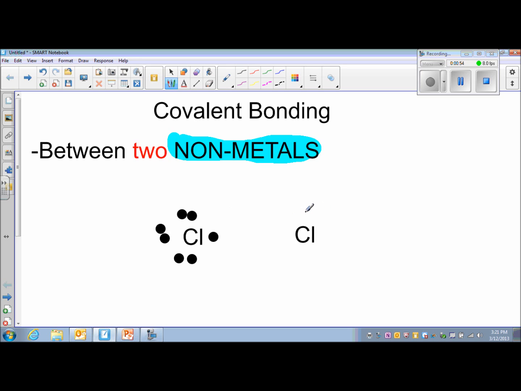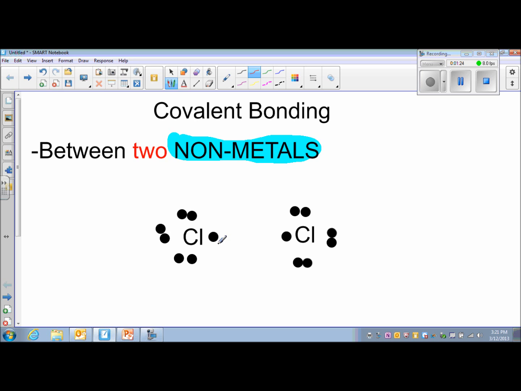Same for this chlorine. So I'm going to go 1, 2, 3, 4, 5, 6, 7. So right now both my chlorines have their Lewis dot structure. Now with the second step in covalent bonding, what we do is we show that these electrons are being shared between the two elements. So for chlorine on the left, for this one right here to be full, for it to be happy, it needs to gain an electron.